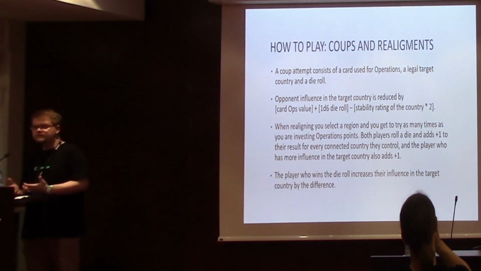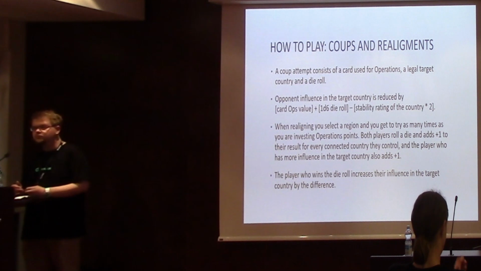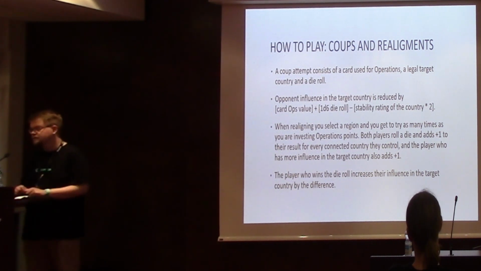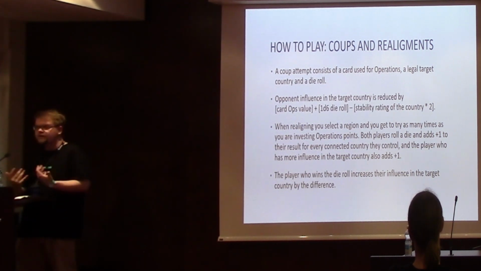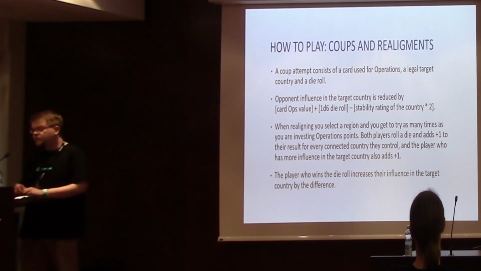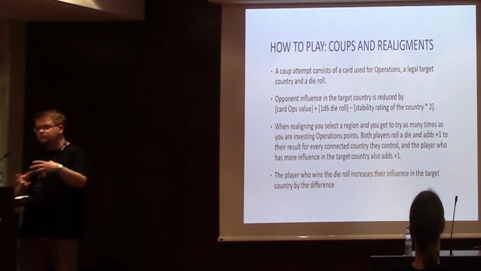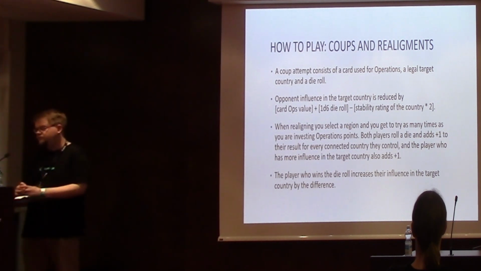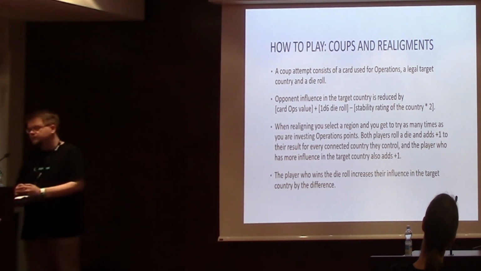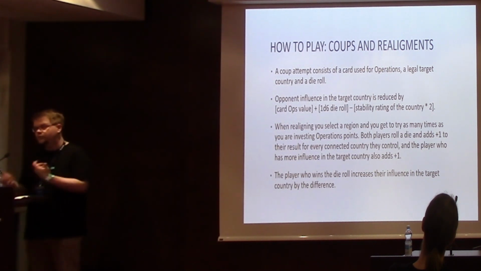Besides placing influence, you can also use operations points to do coup d'etats or realignments. I'm not going to get too deep into this, but basically what happens with coups and realignments is that you roll dice, and you can influence the modifier that you get from the dice, either by playing a very valuable card, or in the case of realignments, by having a lot of countries under your control that are connected to the target country. If you roll your dice well, then you get a nice result, and if you roll very poorly, then you get a not so nice result.